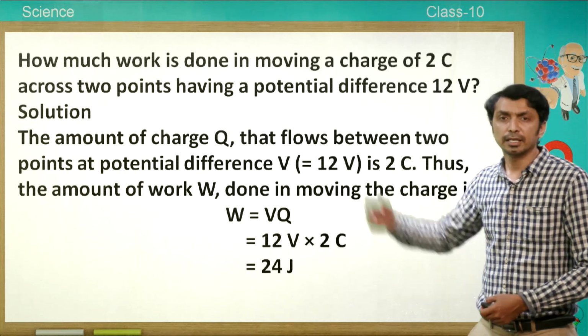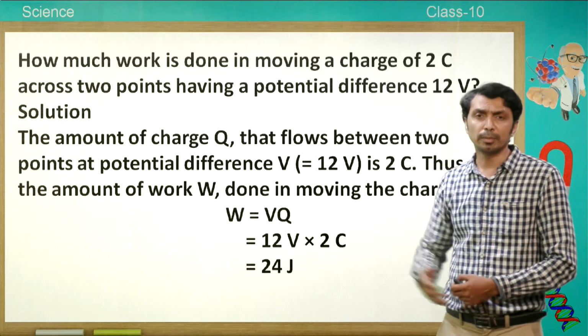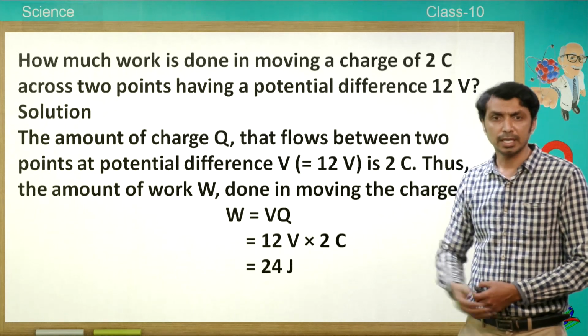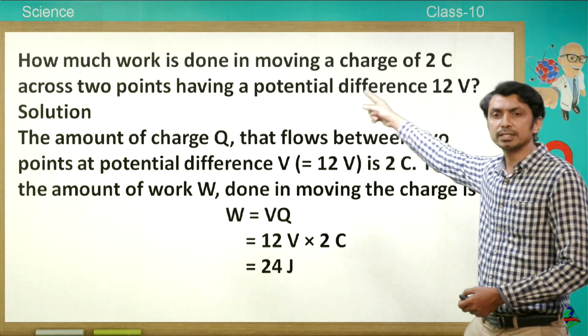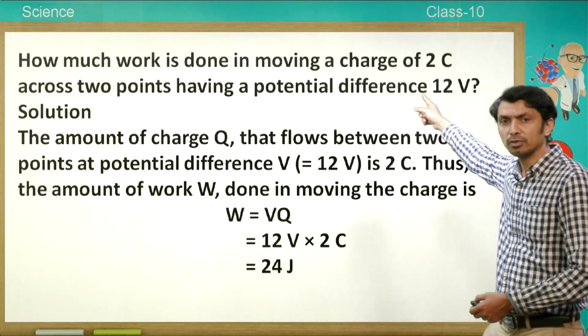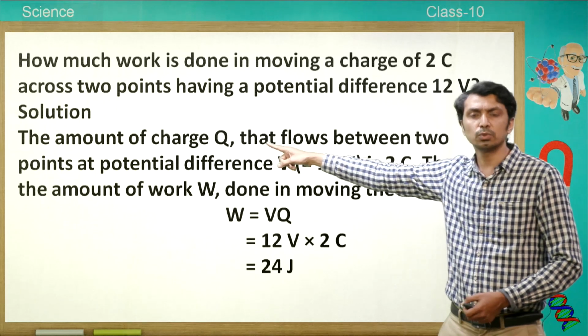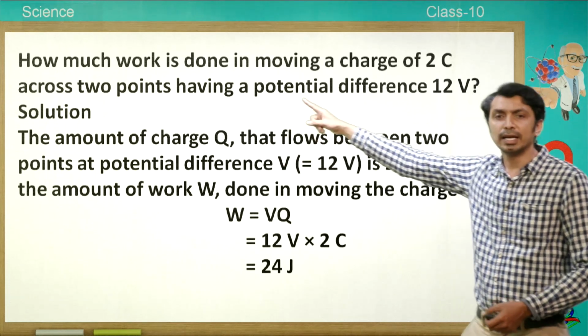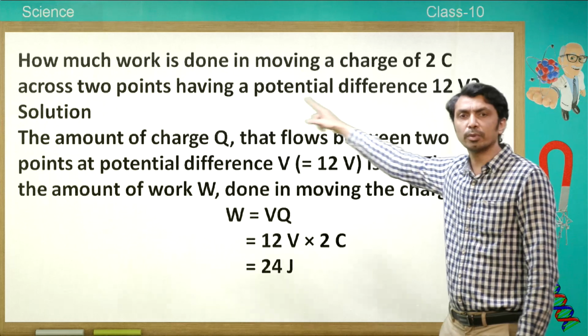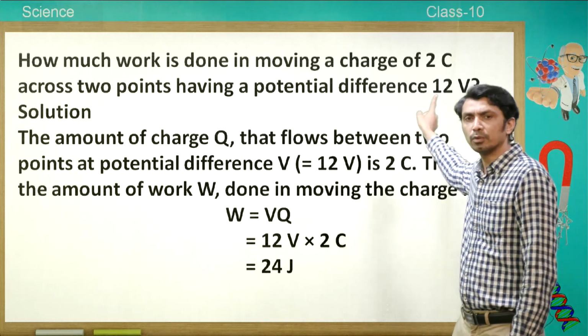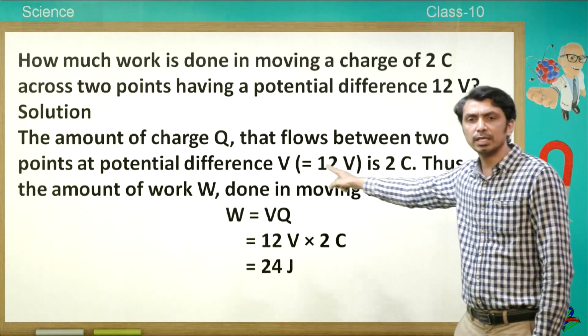Children, here let us solve a problem on potential difference. As you can see, how much work is done in moving a charge of 2 coulomb? So, that is the value of Q, 2 coulomb amount of charge, across 2 points having a potential difference of 12 volt, that is V. V is 12 volt.